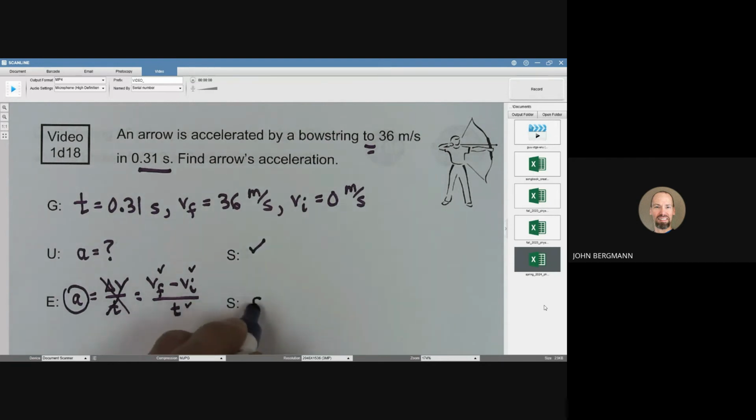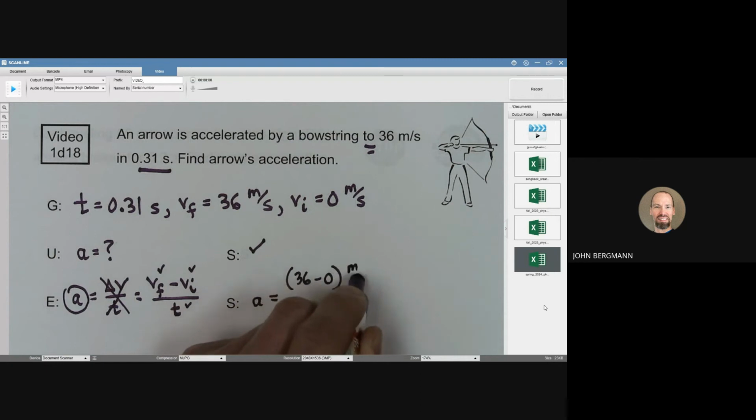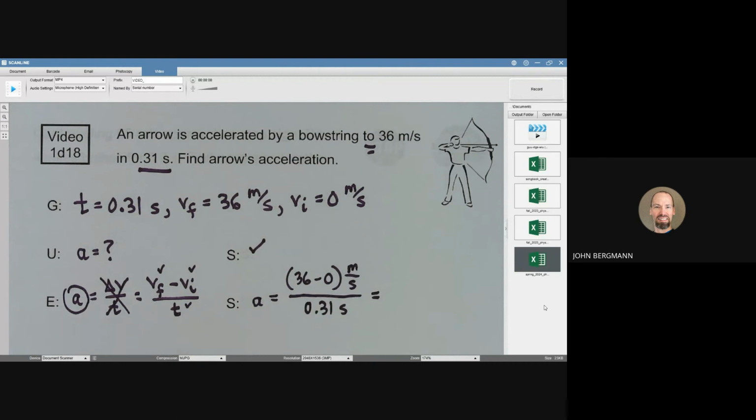The last step, substitute numbers in. So let's do that. V final is 36 minus 0. I'm going to go ahead and put the units in there, even though we checked them at the beginning. We're going to want to round this to 2 significant figures, because that is the number of significant figures that we have in our given variables. So to 2 significant figures, my calculator says this comes out to be 120. And you can see that the unit for acceleration is right there in the work. Meters per second per second, sometimes shortened to meters per second squared.